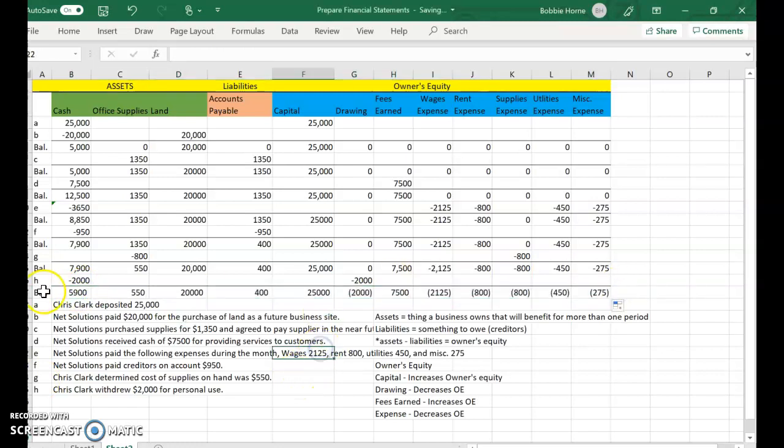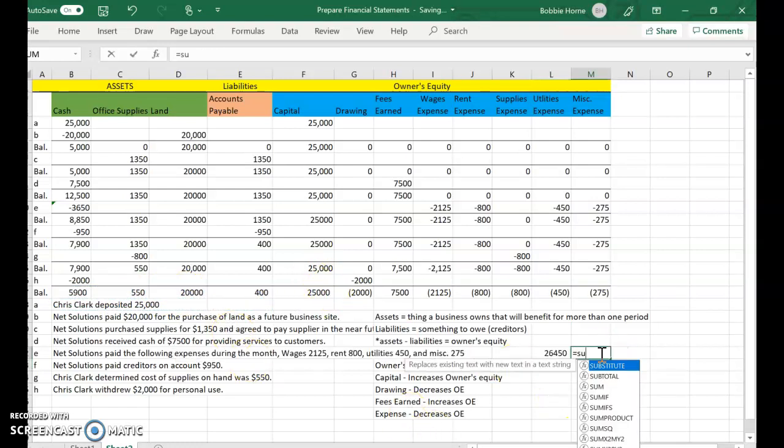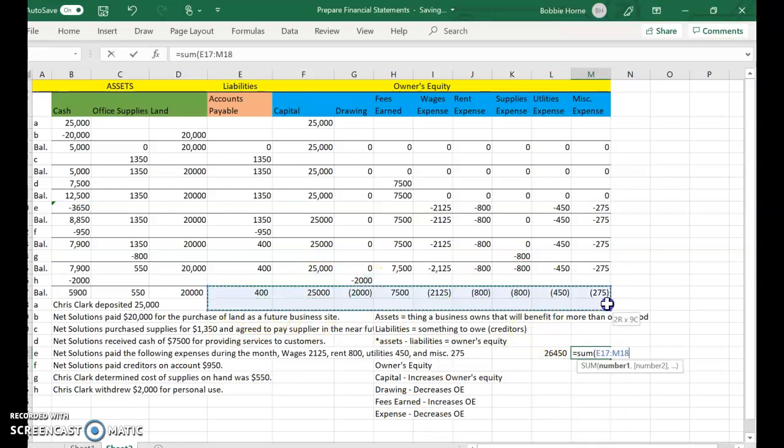And then we will check to see that the sum of the left side is the same as the sum of the right side. And it is, so it is in balance. And the next video I'm going to do is going to show you how to use these balances to prepare the financial statements.